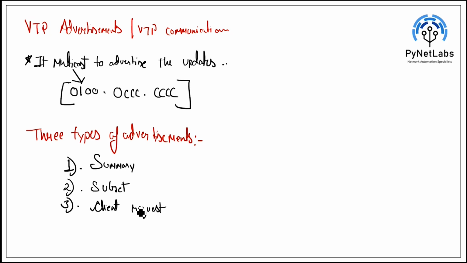Now, VTP advertisement is nothing but to update the VLAN database, guys. VTP switches are sending advertisements every time, and the advertisements are always sent on the trunk ports of the VLANs which you have assigned, like the trunk port on VLAN one, guys.